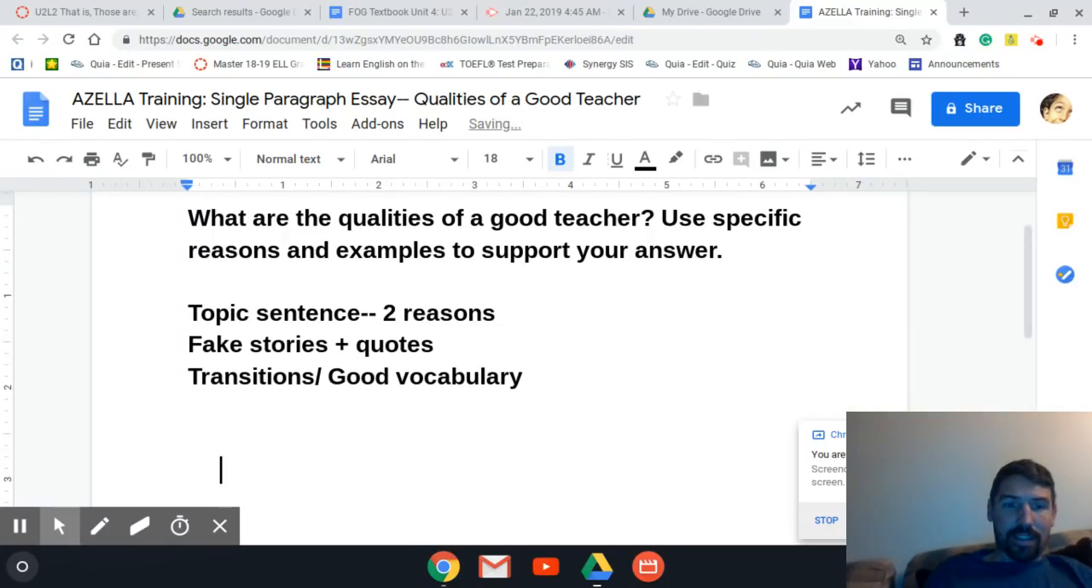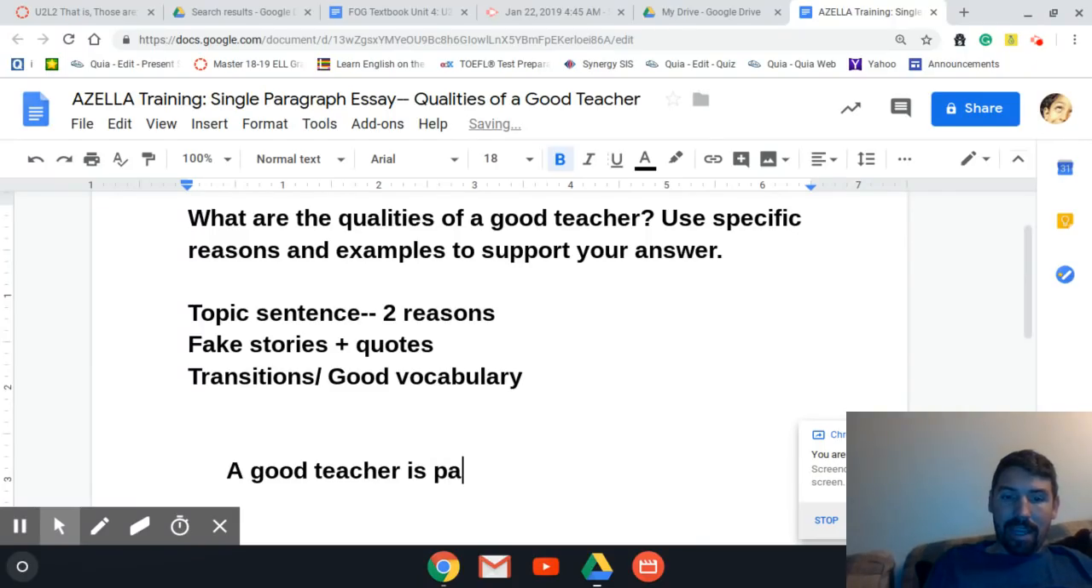So let's go ahead and start with my topic sentence, and I really want to answer the question. The question says, "What are the qualities of a good teacher?" So maybe a good teacher is, how about patient and hardworking?